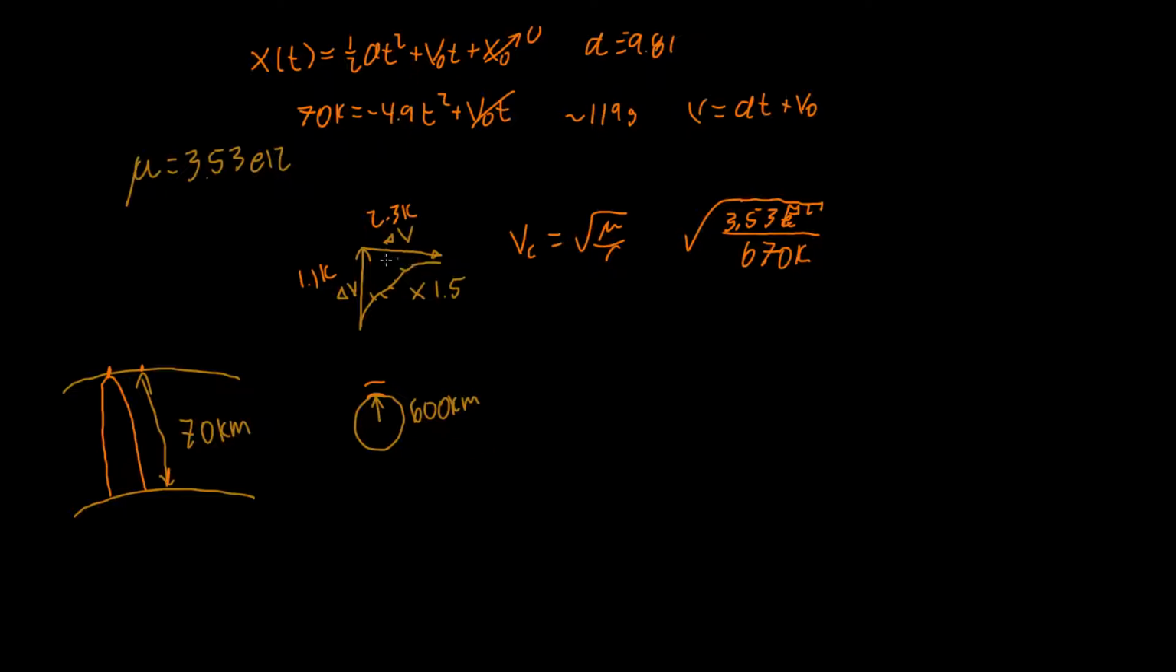If we add these up, we've got 1.1K and 2.3K for a grand total of 3.4, and I'm going to go 1.5 to be plenty safe.